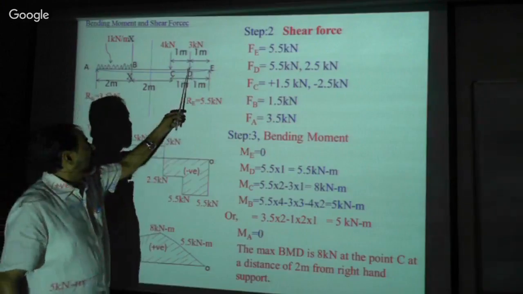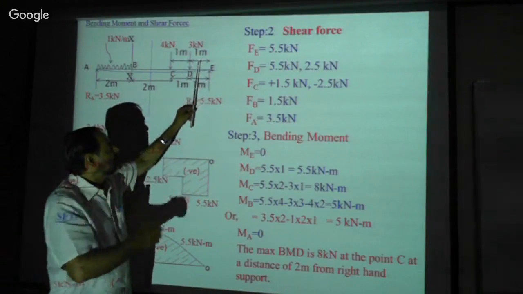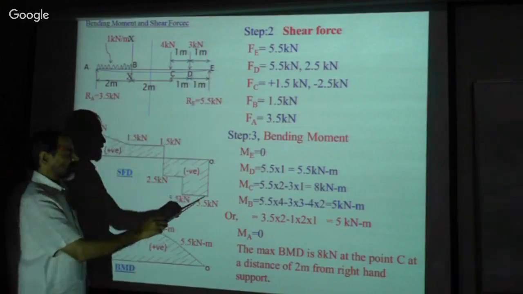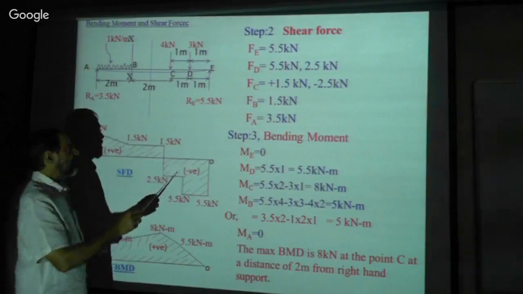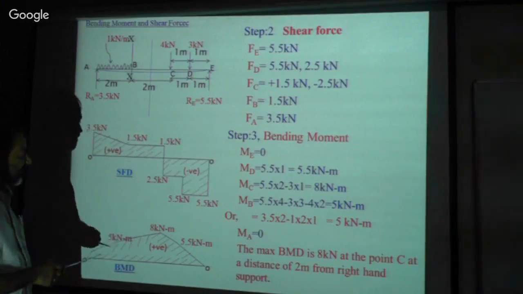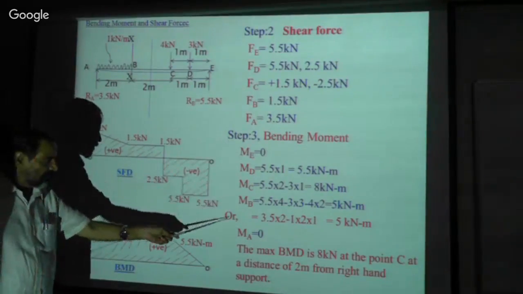Now, wherever you calculate between D and E, the shear force on the right hand side or left hand side, that is 5.5 kilonewton. Therefore, draw this line and reach this point. Now, this completes the shear force diagram. And similarly, calculate the bending moment at all the critical points. That is shown here.